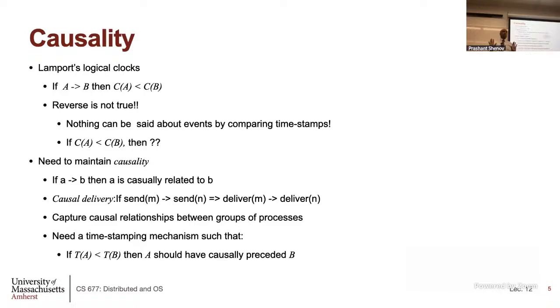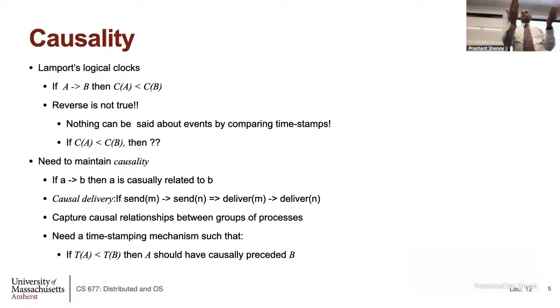Okay? Now, the reverse is not true. Okay? Lamport's clock does not tell you that if the clock value of A is less than the clock value of B, then that actually implies that A has happened before B. Okay? We actually want that reverse property, because you want to be able to take timestamps and compare them, and reason about them.